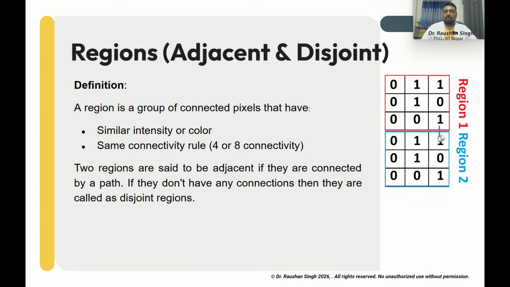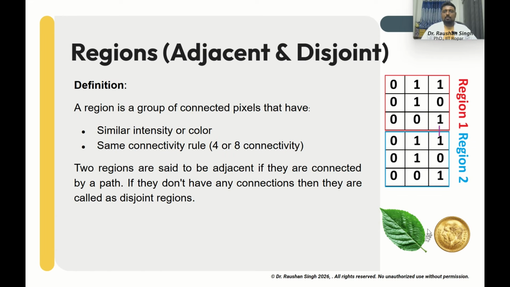In that case, separate regions should be connected together. Then these regions are considered connected. But here, if there were 0 0 and 0, with no connections and no similar pixels, then those regions are considered disjoint. So this is region 1, this is region 2. Why are region 1 and 2 considered joint? Because there are two pixels that share 4 connectivity, or 8 connectivity also is fine. If they are not showing this type of connection, then they are called disjoint regions.